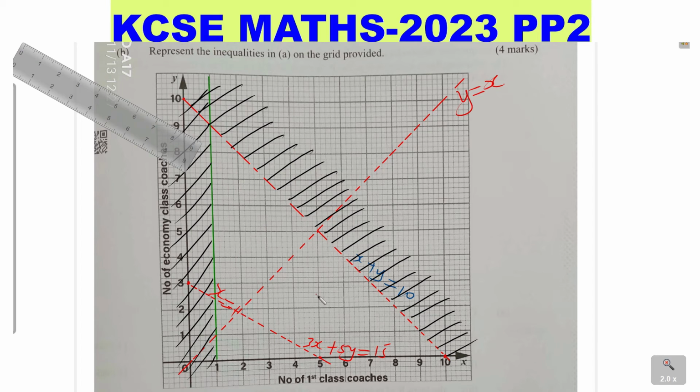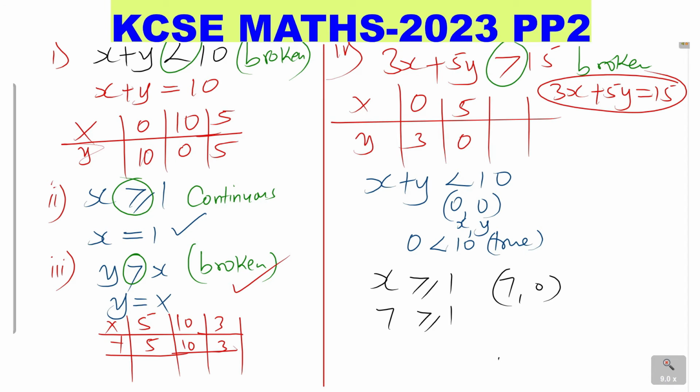So let me pick a point that is on this side. For example, I'll pick (5, 2), a point on this side. Let us test. The equation is y is greater than x. So x is 5, y is 2. Substitute y is 2 and x is 5. That one is not satisfying. 2 is not greater than 5, so this is not true.